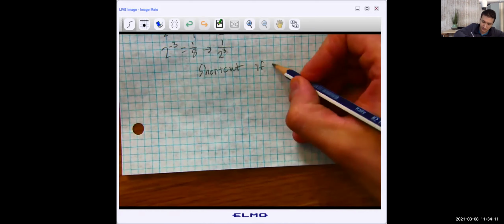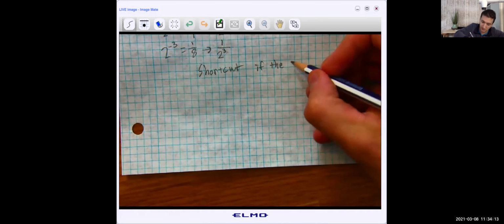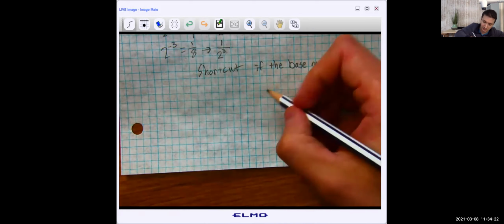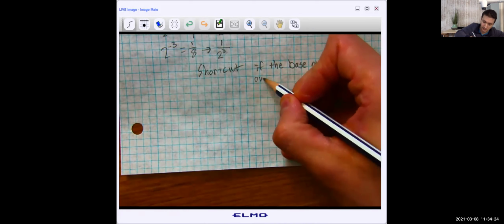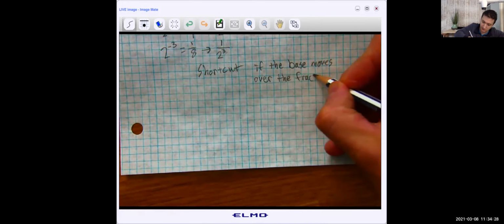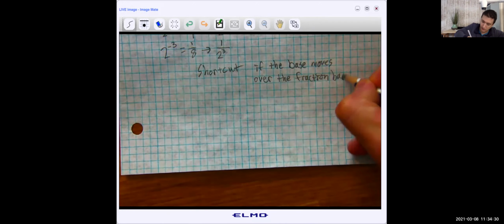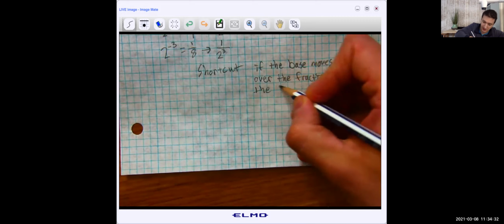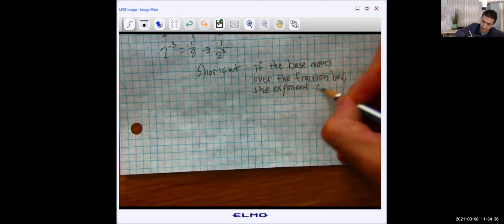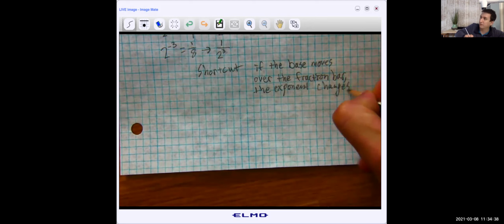If the base moves, I'll write it and I'll show you what I mean. If the base moves over the fraction bar, the exponent changes. That's what's happening here. That's kind of the shortcut way to remember it. I'll show you what I mean.